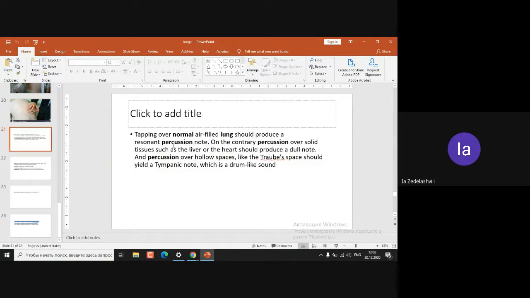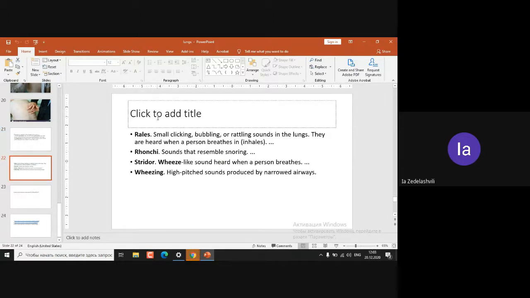Once again, what is percussion? Tapping of a normal air-filled lung should produce a resonant percussion note. On the contrary, percussion of a solid tissue, such as the liver or the heart, should produce a dull note. And percussion over hollow spaces like Traube's space, and we will speak about it in abdominal examination, should yield a tympanic note, which is a drum-like sound.